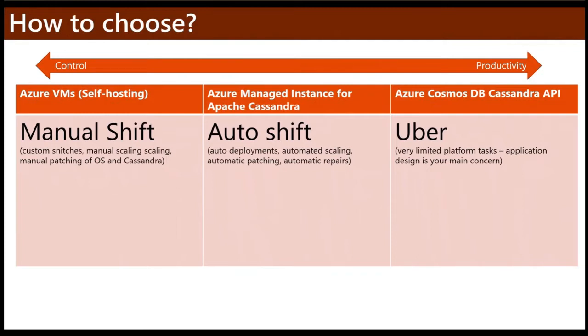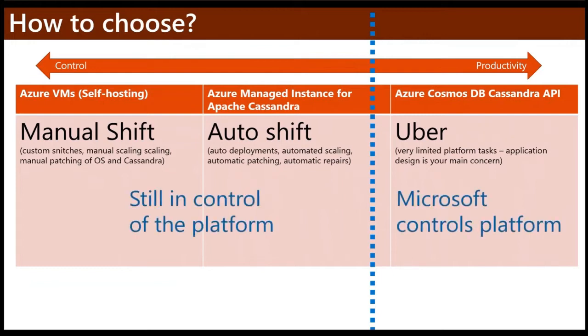But if you have a car and you already have a driving license and so on, you already incurred the expense or the investment for having a car, then maybe a manual shift or an auto shift is going to look more appealing to you. And this analogy kind of works as well because there is a kind of dividing line between the Cassandra API type offering and something like a manual shift or an auto shift or self-hosting Cassandra and managed instance, in the sense that you're still in control of driving the platform, both with self-hosting and with something like managed instance for Cassandra, whereas with Cassandra API, Microsoft is controlling the platform.